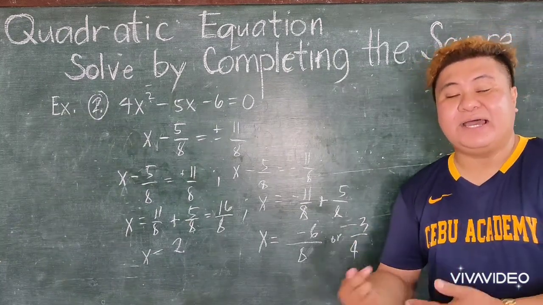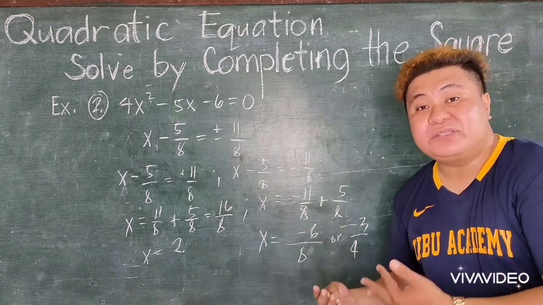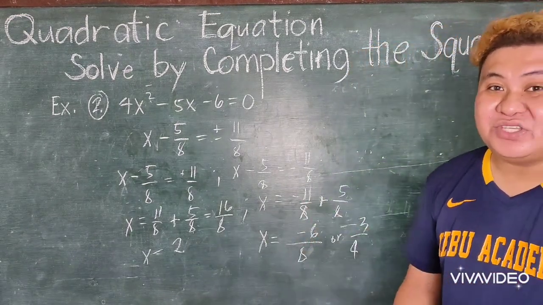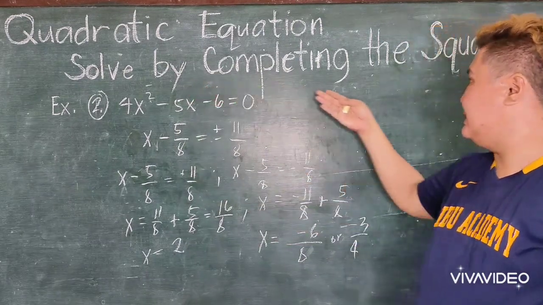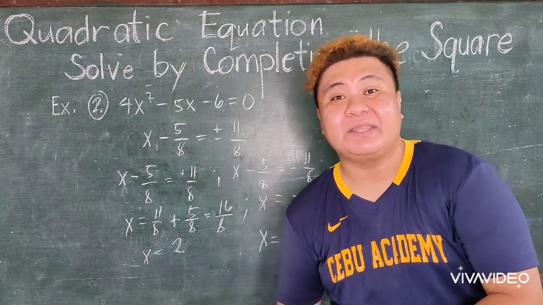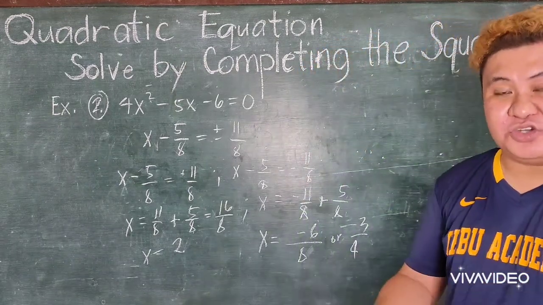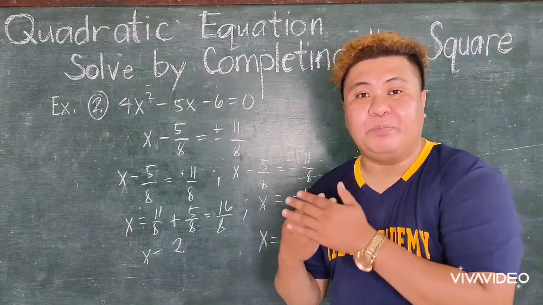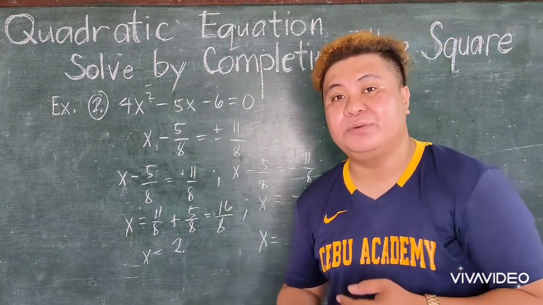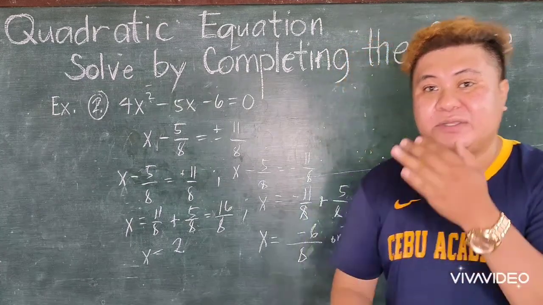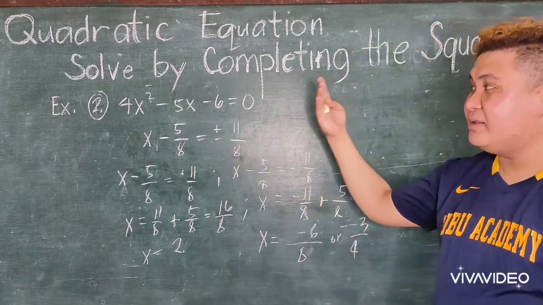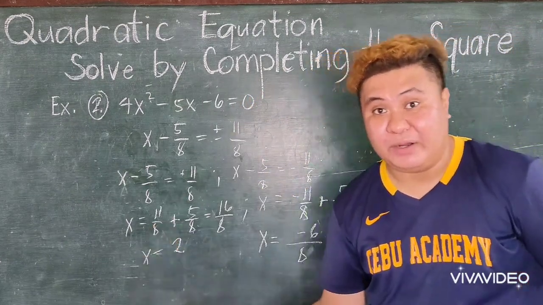Okay? So guys, that is how to solve a quadratic equation using completing the square. We use completing the square for equations that cannot be solved through factoring or the square root method. So the other way of solving it is this one, completing the square.